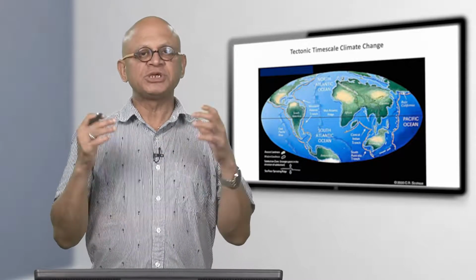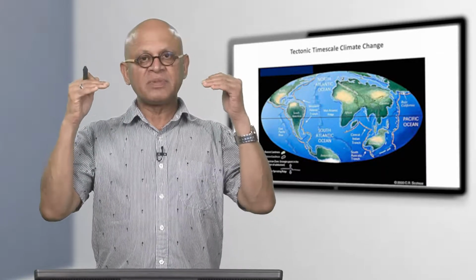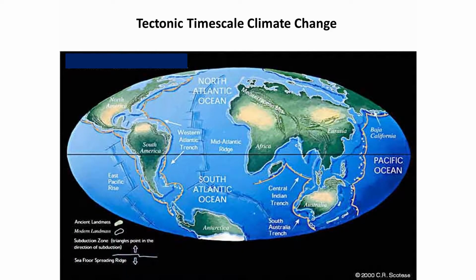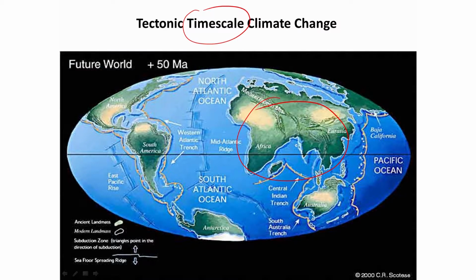When we say climate change, we divide it into multiple timescales. So, we start with this section called Tectonic Timescale Climate Change. This is important because as Earth has evolved over its 4.6 billion year history, the continents have not been in the same place. You probably do not recognize this configuration from anywhere, because this is the projection of how the continental movement that is going on will result in the land distribution 50 million years into the future.